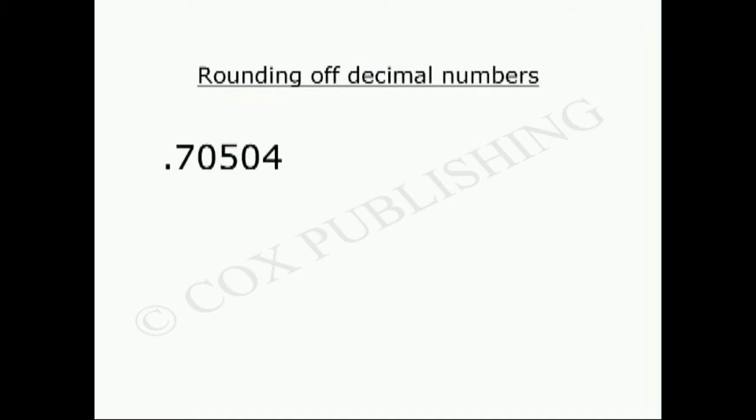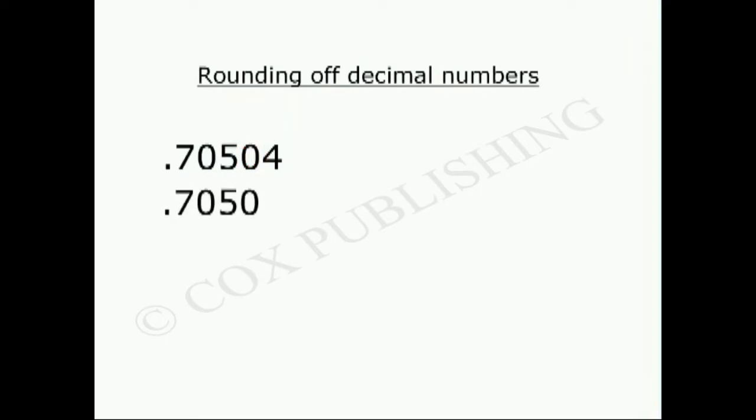This number is read as 70,504 hundred thousandths. First, let's round this number off to the 10,000ths place. Locate the 10,000ths place, which is where the 0 is. Now look to the number to the right of the 0, and it's less than 5. So we just drop the number off and keep the 0.